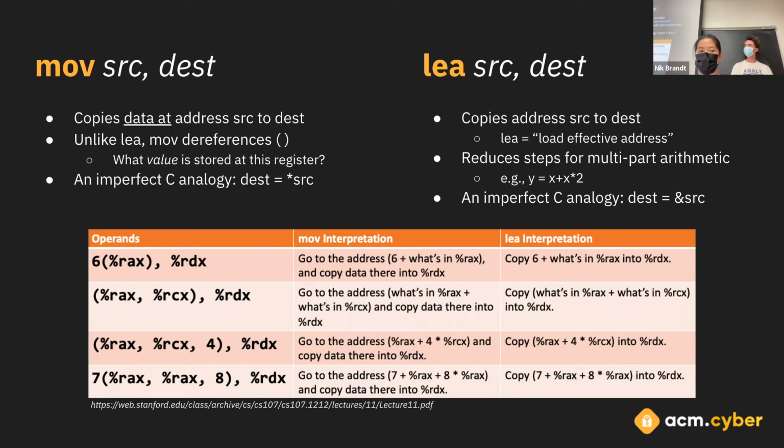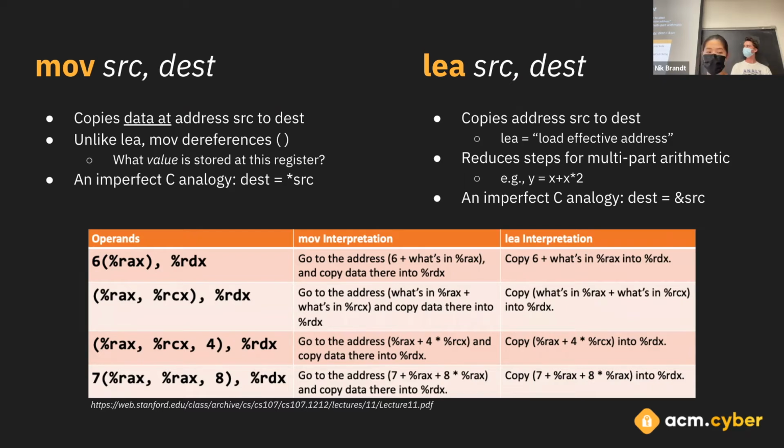But you can think of it as, with move, you're copying what's actually inside of the address. So that's why you have a little asterisk. If you remember in C, you do that to get inside of an address, to get the value. Whereas for LEA, you're just getting the address itself. Unlike LEA, move dereferences. So if you have those parentheses, you're going to look at what value is stored inside of the register. Whereas for LEA, you don't actually go inside. You're just using the address itself. I'm not going to go into too much detail with this table, but you can look at the slides. I think it gives a pretty good comparison of the two.